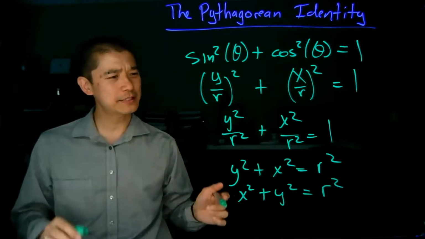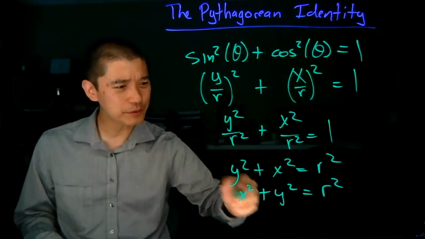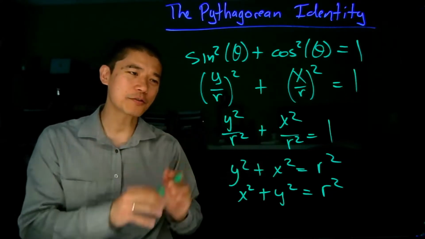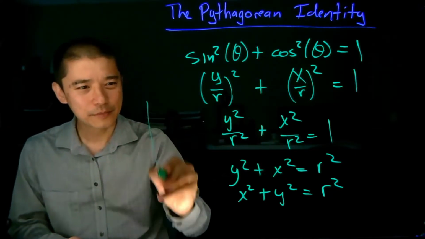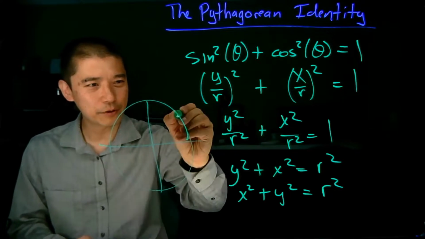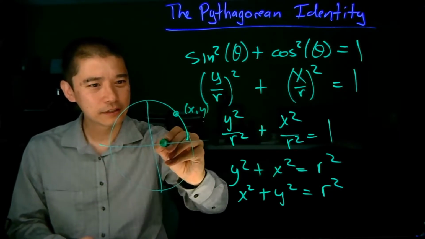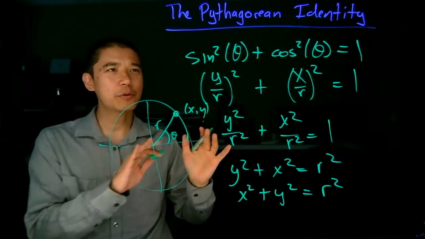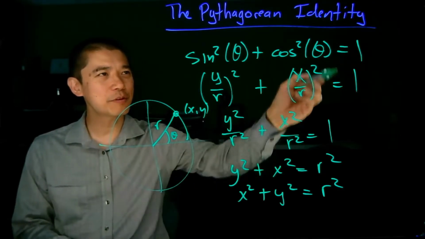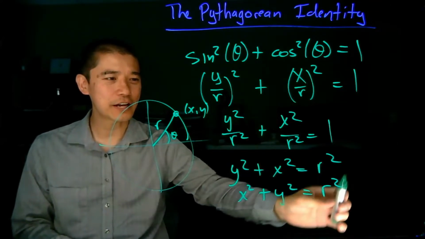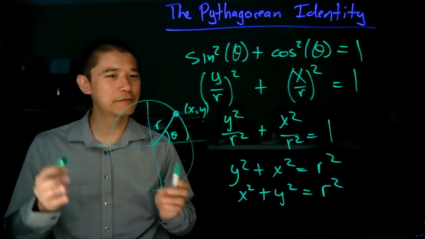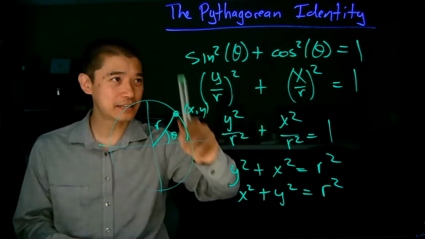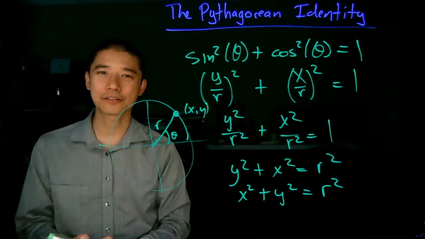So what is this thing saying? This is actually the formula for the circle centered at the origin of radius r. This was the circle that defined our functions, right? We had a point x, y, had a radius r, and an angle theta. And so what this statement is actually saying, it's just a reflection of the fact that our sine and cosine functions are built out of a circle. And so the Pythagorean identity is a way of stating that using just the sine and cosine functions.